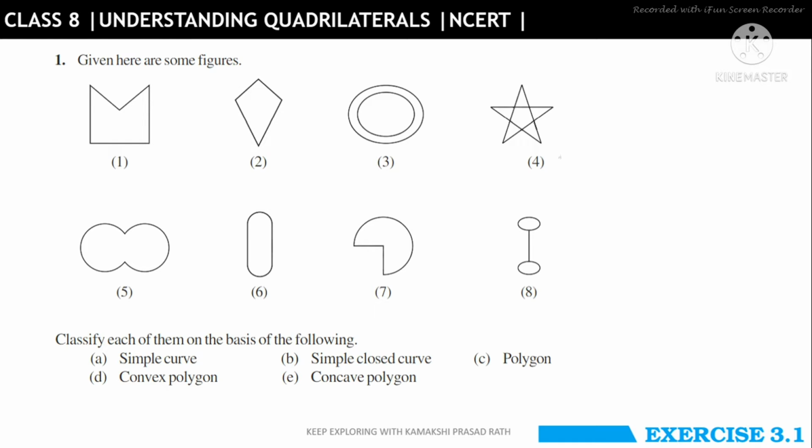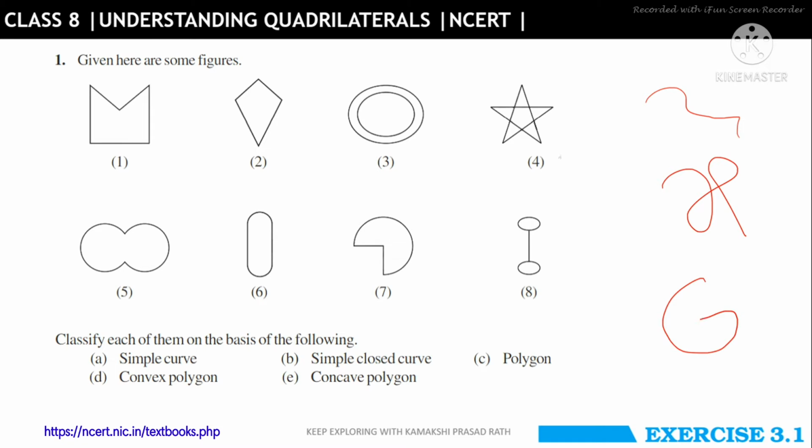So let's see. Start with simple curve. Now what is a simple curve? A curve that does not cross itself. So this is a simple curve, but this is not a simple curve because it is crossing itself. And we have to make that curve without lifting our pen. As you can see here, without lifting, I cannot draw like this, again like this, again like this. This is not a simple curve now.